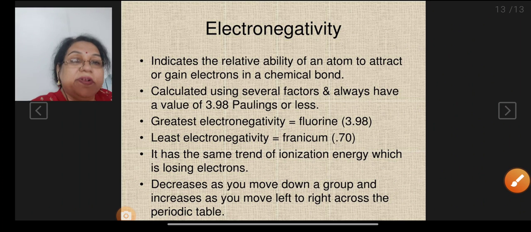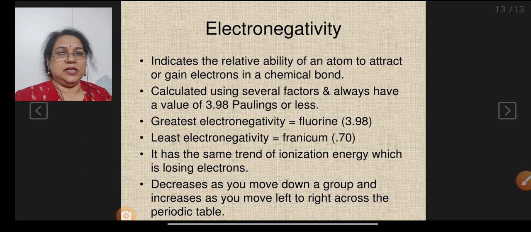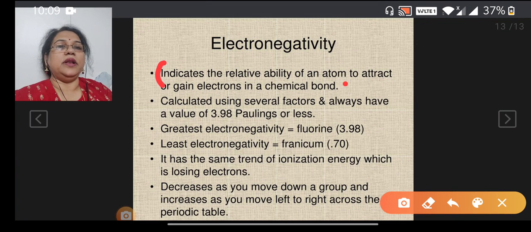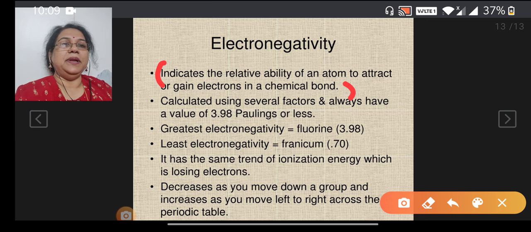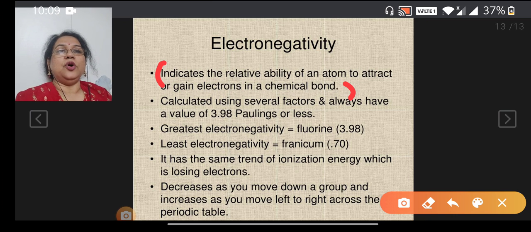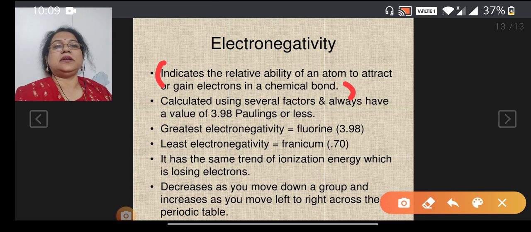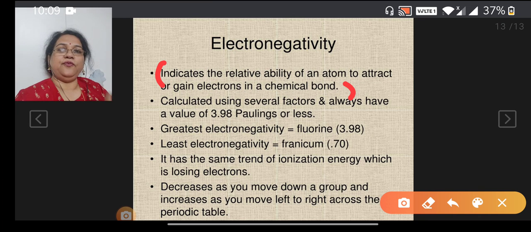Now the electronegativity section is also given there, but in the book it is in a very simple form. You only have to learn this much. Electronegativity indicates the relative ability of an atom to attract or gain electrons in a chemical bond. So you have to learn or write this much, which I marked with this red pen. This is enough for the 10th class.